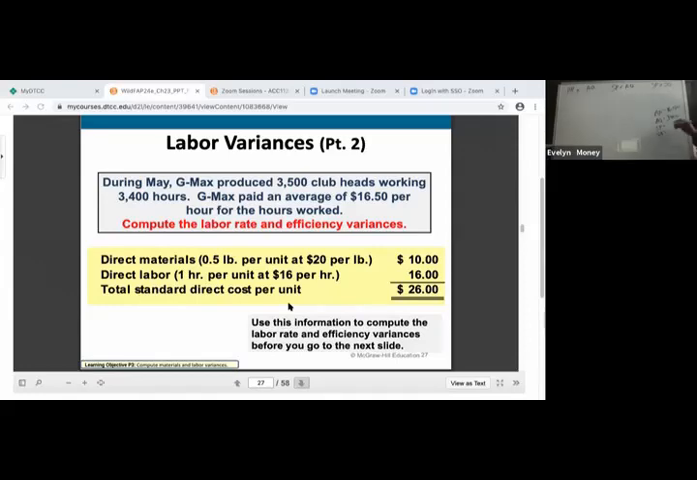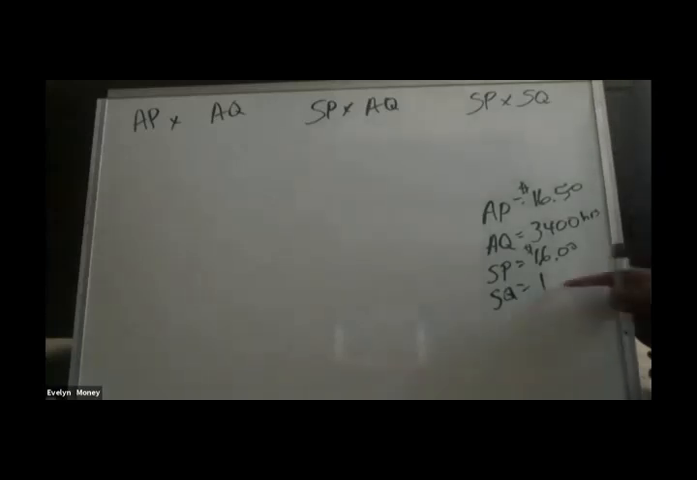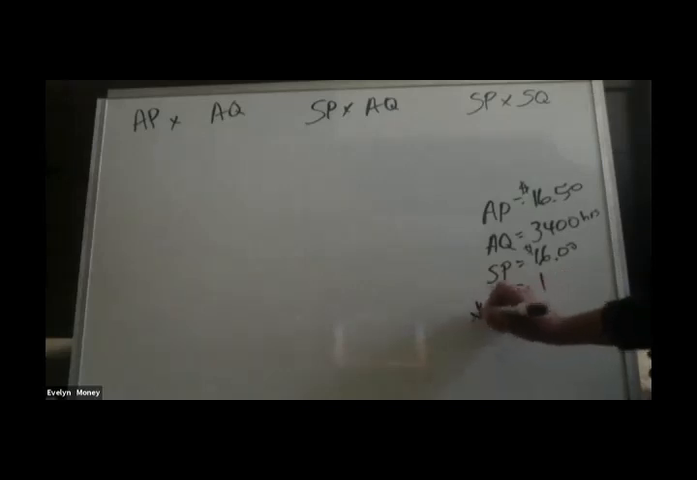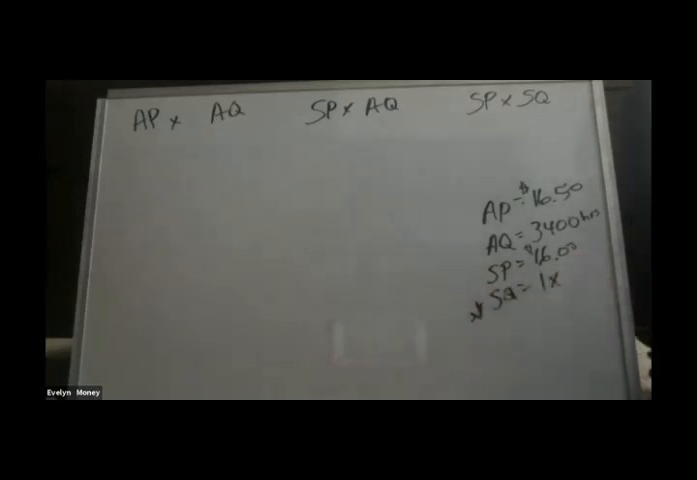So for labor, the standard rate is $16, and this is hours. But for standard quantity, I have 1. Does 1 hour compare to 3,400 hours? Let me stop sharing the screen so you can see. There you go. Does 1 hour compare to 3,400 hours? Absolutely not. For standard quantity, this is the one where you need to do a little bit of extra work and multiply that times the actual number of club heads produced, which was 3,500. So I'm dealing with 3,500 hours.